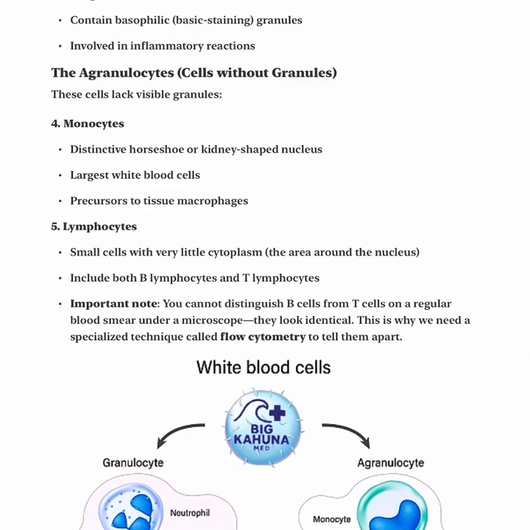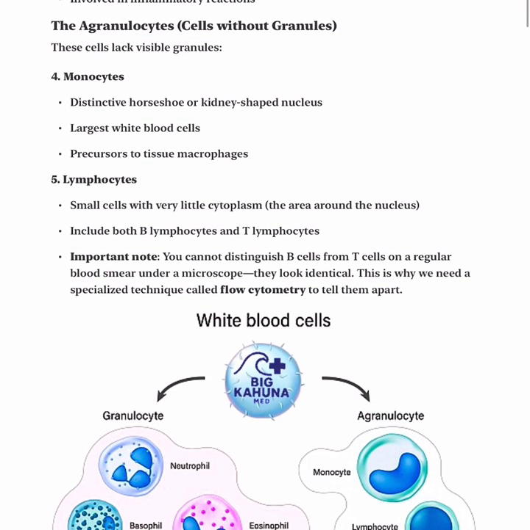Jumping into agranulocytes, these are cells without granules. These lack visible granules under a microscope. These will be classified as monocytes and lymphocytes. Monocytes have a distinctive horseshoe or kidney-like appearance. They're the largest of the white blood cells and they're precursors to tissue macrophages. The way to think about this is that a monocyte is a macrophage in the blood.